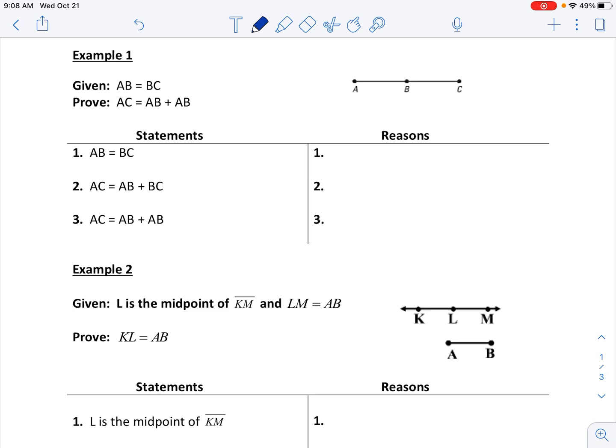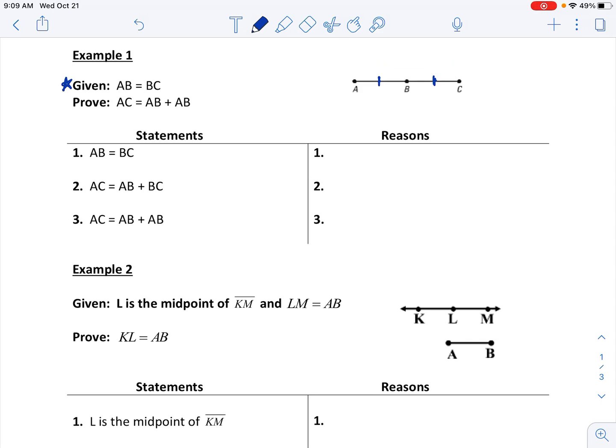So given example 1, given AB is equal to BC. And now I want to make sure that you always mark your picture. So if AB is equal to BC, I'm going to use these little congruency marks, which I know it says equal, but if they're congruent, we also know they're equal. And what they want me to prove is that AC, which is this whole thing, is going to be equal to AB plus AB.